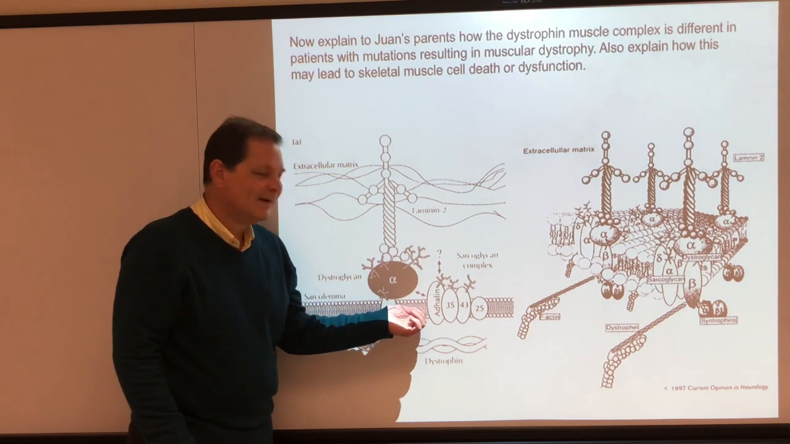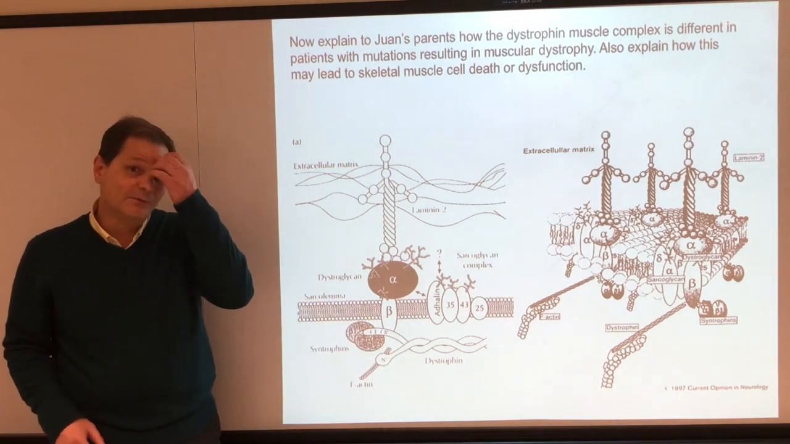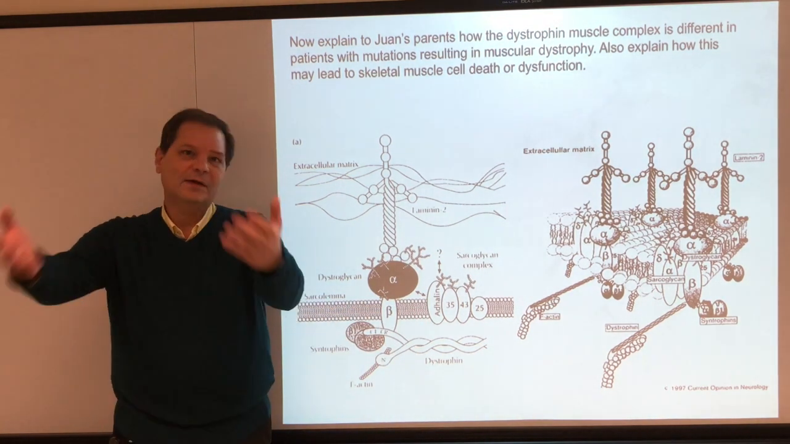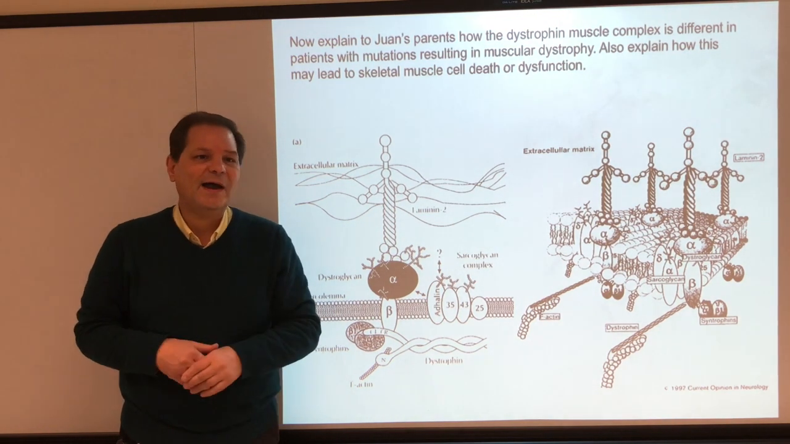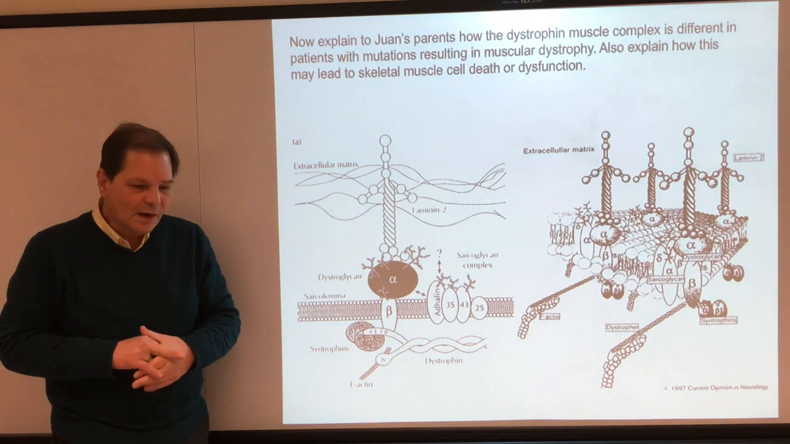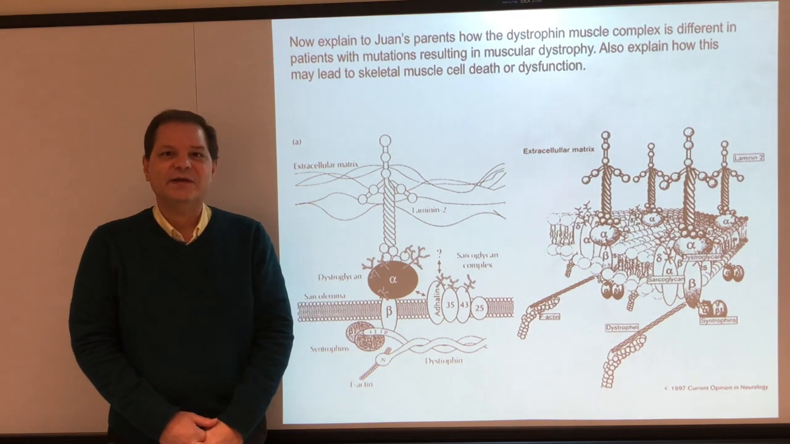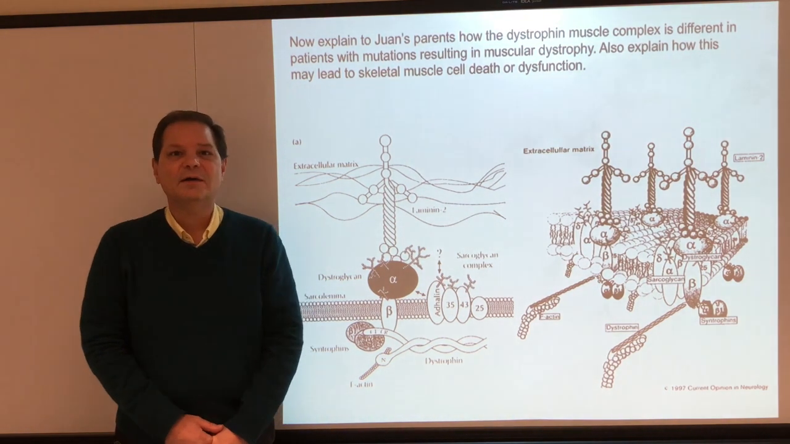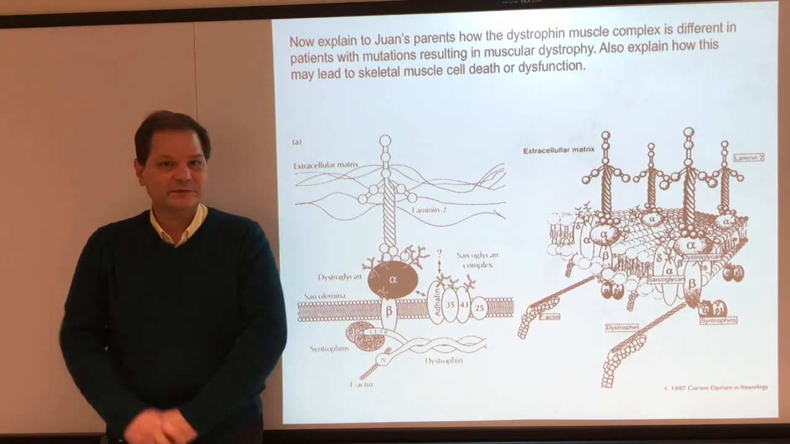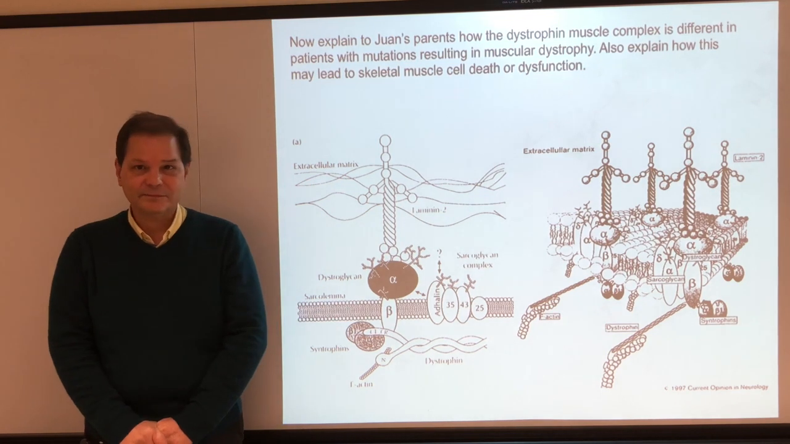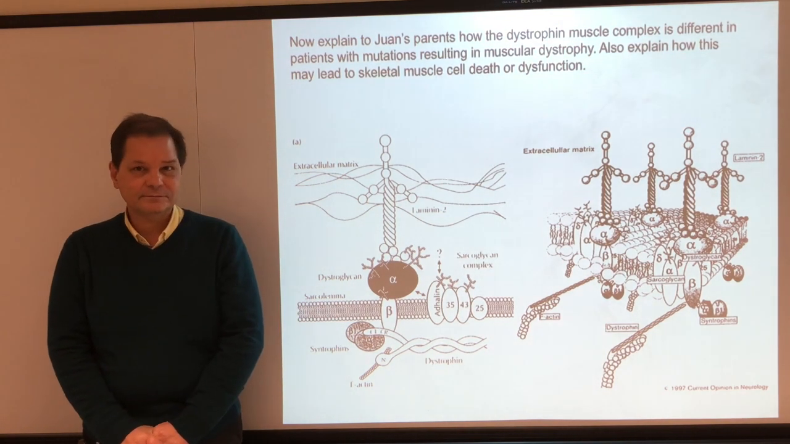So what happens is the membrane tears, and you get what are called microtears. And when you get microtears, calcium rushes into the cell. You get activation of proteases, and you get apoptosis in the cell, and it dies. And that's how muscular dystrophy works. That's how the disease progresses, okay?